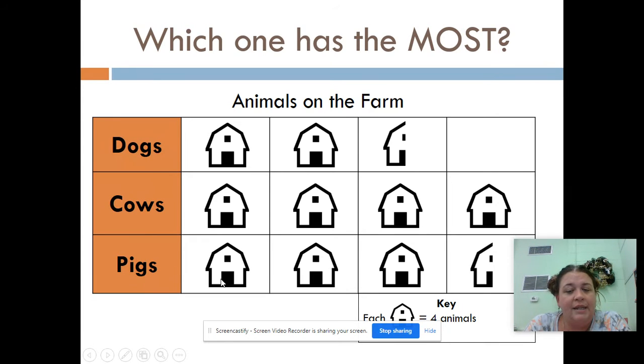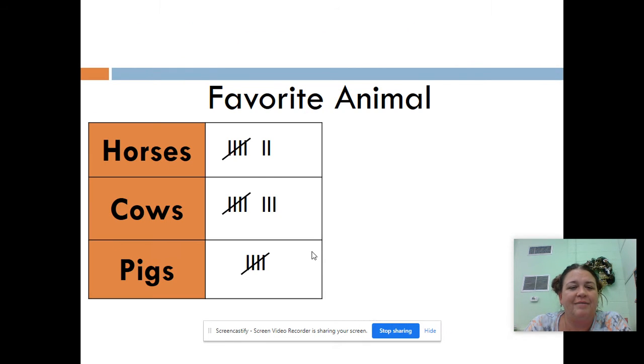Now let's look at our pigs. Again, I have a whole barn, a whole barn, a whole barn, and a half a barn, so I have to be careful. So 4 plus 4 gives me 8, plus 4 gives me 12, but a half a barn, that means I only count this as how much? 2. So 12 plus 2 gives me 14. So which one of these animals has the most? I hope you said cows, because that's exactly what it is.